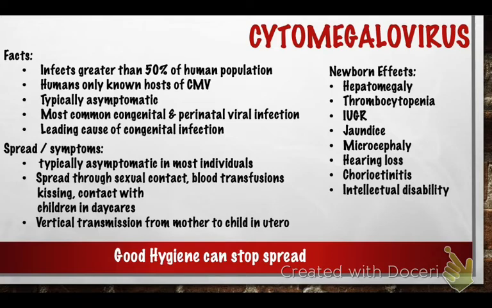So most women are asymptomatic and do not know that they have been exposed to CMV. Symptoms of CMV in the fetus and the newborn, which is known as CMV inclusion disease, will include hepatomegaly and thrombocytopenia. The fetus might have IUGR, which is intrauterine growth restriction. They might have jaundice, microcephaly, hearing loss, chorioretinitis, and intellectual disability. Newborns that are asymptomatic at birth may go on to develop late neurodevelopmental sequela, with sensorineural hearing loss being the most common condition that occurs later.